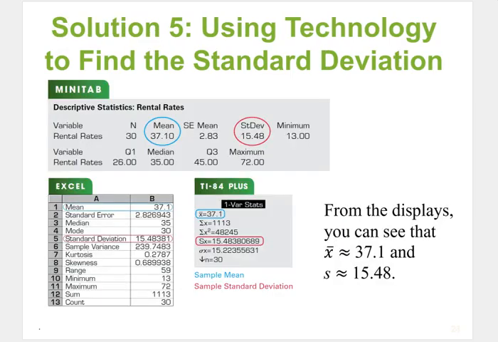And again, there are many, many different things that you could use. You could use Minitab, you could use Excel, you could use a TI-84 calculator, you could use StatCrunch if you're using the Pearson products. There are lots of things that you can use.